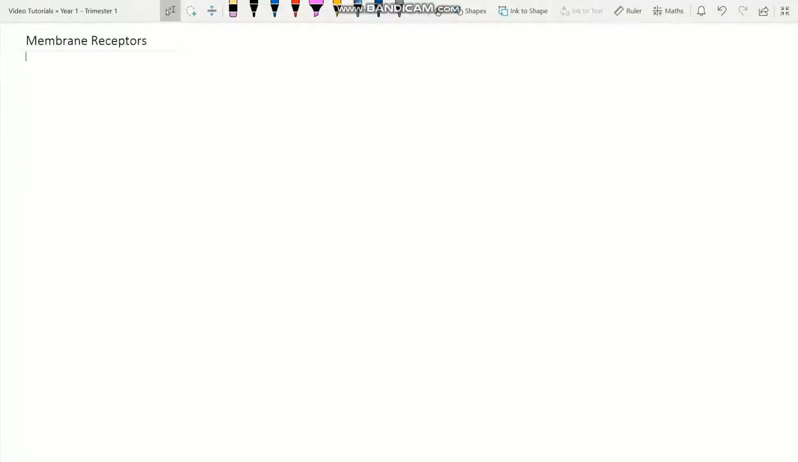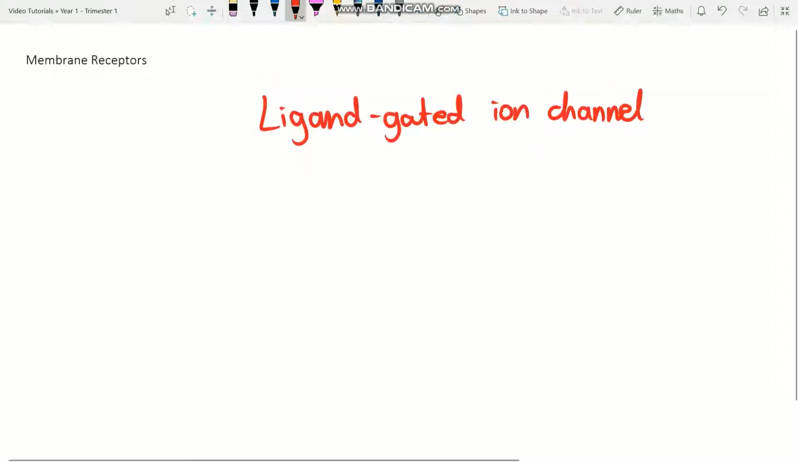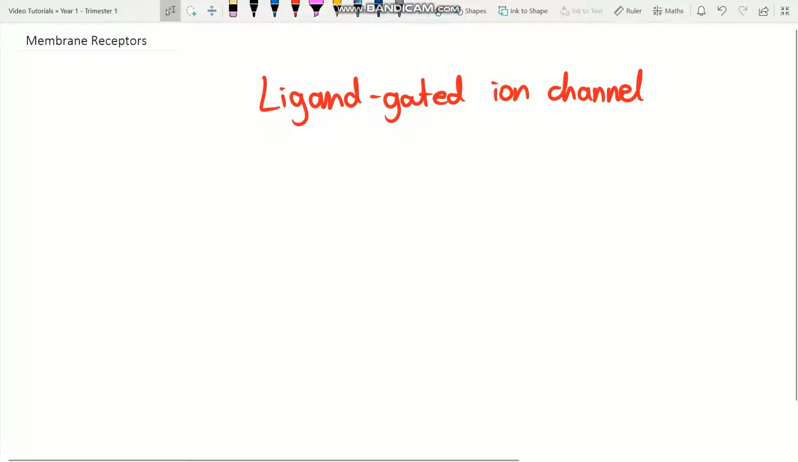So the first receptor that I'd like to go through today is called a ligand-gated ion channel. Now, if you're seeing this word for the first time, it can be a bit daunting, but once you break it down, it's quite easy to actually understand. So first, let's go through the term ligand-gated.